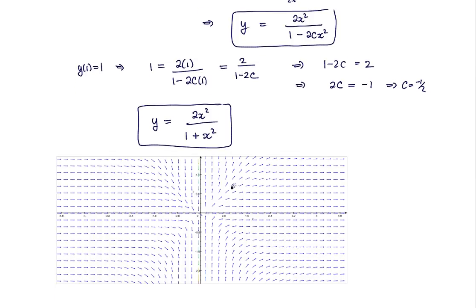So the point (1, 1) is somewhere over here. And so our solution looks something like this. So there's a rough sketch of the graph, and here's the equation of the resulting curve.